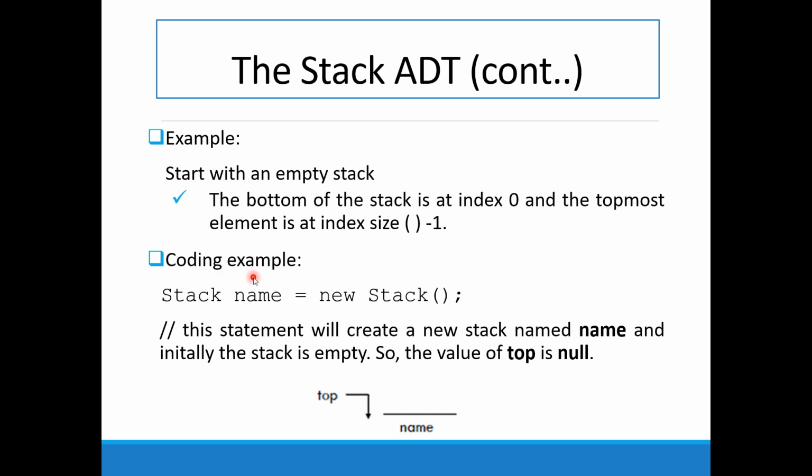So this is coding example on how we can create a stack and then any name lah equal to new stack. This is the coding syntax to create a stack. Okay, we put it the name as the stack. This statement will create a new stack name and initially the stack is empty. So apabila kita buat macam ni, kita akan create satu stack yang dinamakan sebagai name dan kosong, tak letakkan apa-apa value lagi. So the value of the top is null.